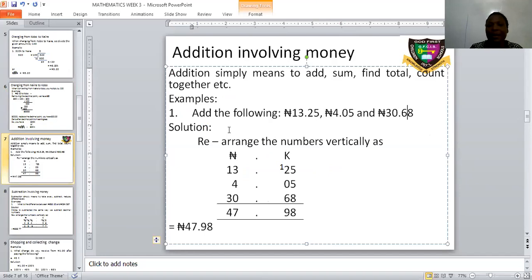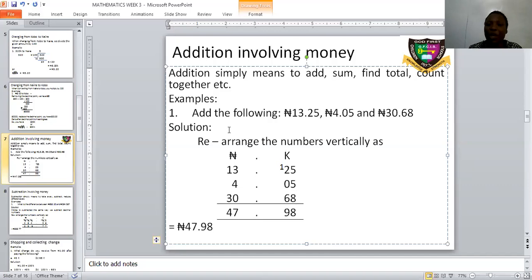Arrangement is very, very important in mathematics. You rearrange the numbers vertically, and I've told you always make sure the naira sign goes with your naira, the naira unit sign. That's how you differentiate it from an ordinary decimal number. So we arrange it vertically, the naira and the kobo sign standing up. Then you have 13 naira 25 kobo, 4 naira 5 kobo, 30 naira 68 kobo.